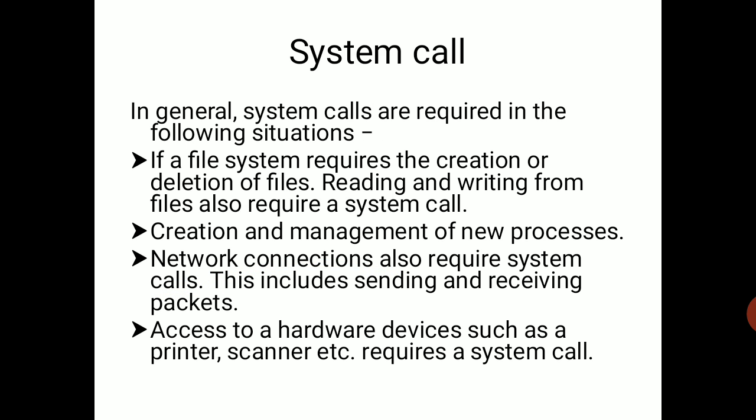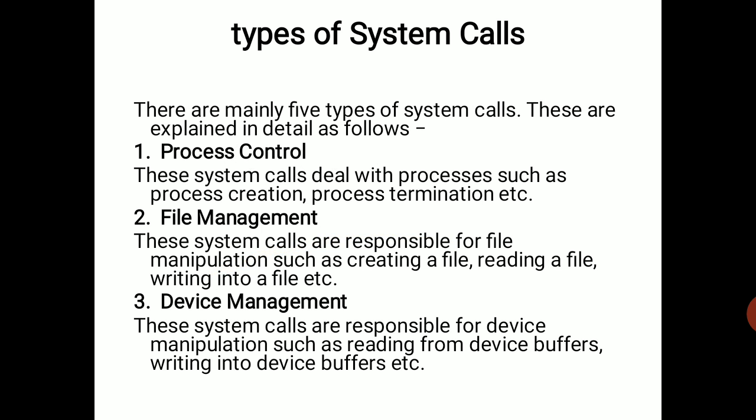Why do we need a system call? We need a system call in the following situations. First one, if a file system requires the creation or deletion of files, reading and writing from the files also requires a system call. Next situation is creation and management of new processes. Network connections also require system calls. This includes sending and receiving packets. Access to hardware devices such as printer, scanner requires a system call.